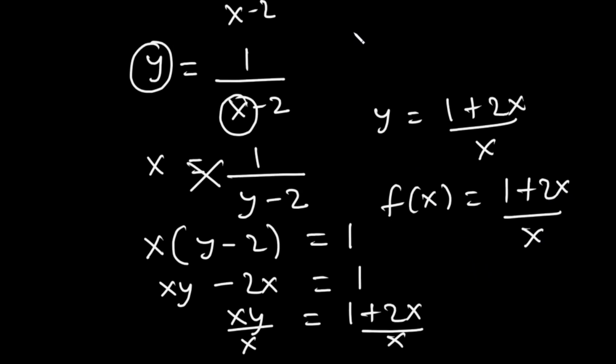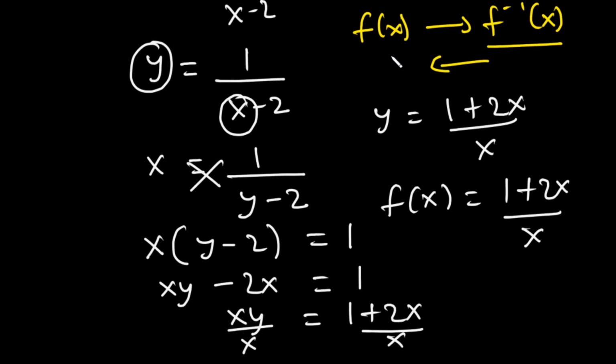So it is true that if you have a function, say f of x, whose inverse is f exponent -1 of x, then the inverse of this function gives the original function f of x. Now let's solve some more examples.